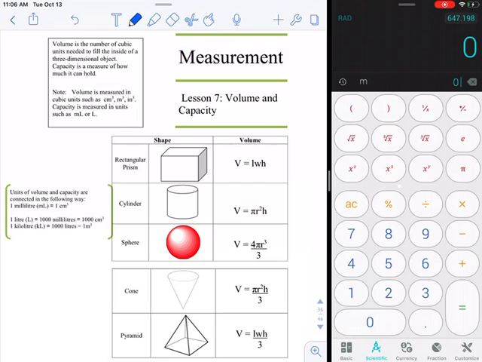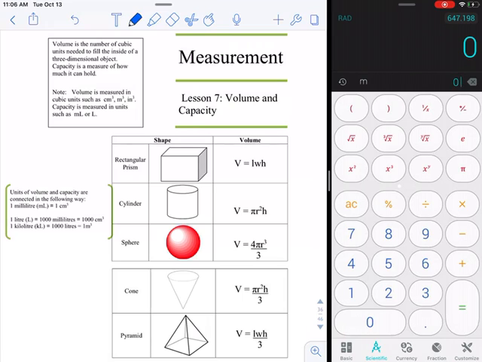So we go lesson 7, volume and capacity. Volume is the number of cubic units needed to fill the inside of a three-dimensional object. The previous lessons we've been doing have all been as if you were painting the outside of an object, but here we're going to be filling it up with stuff.